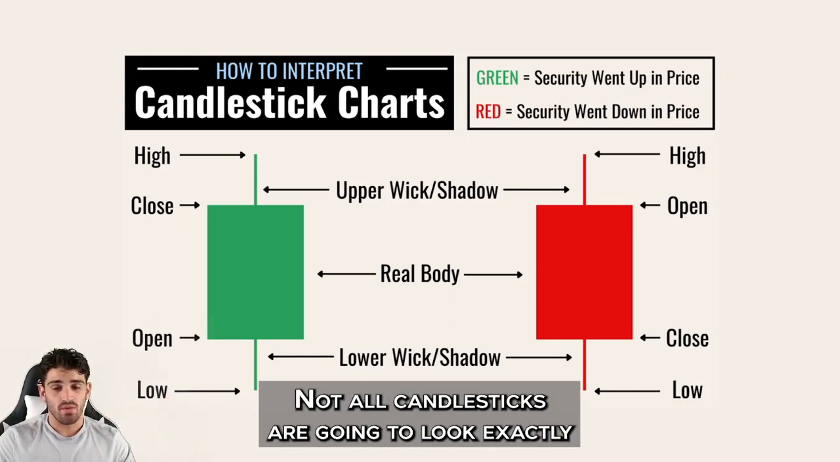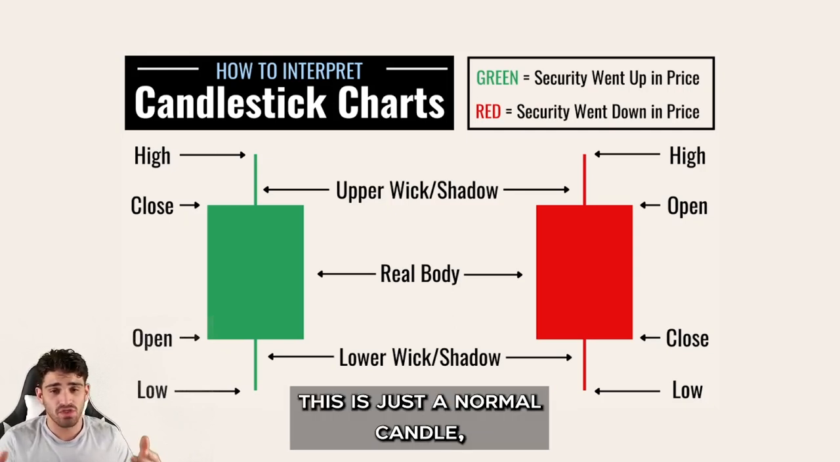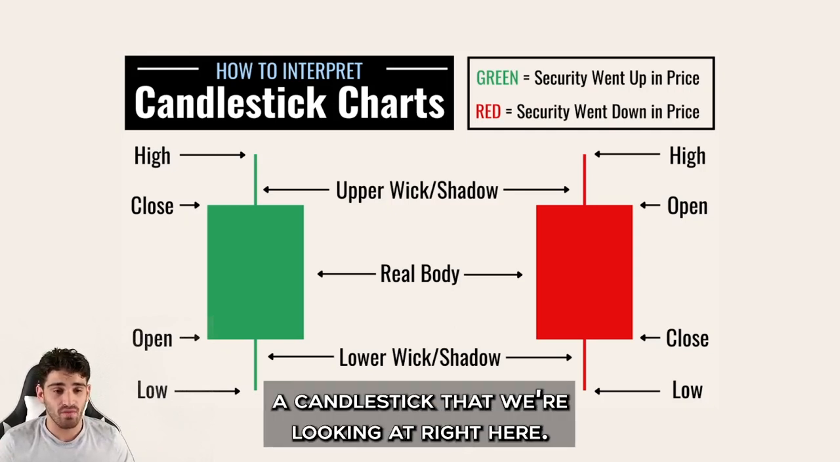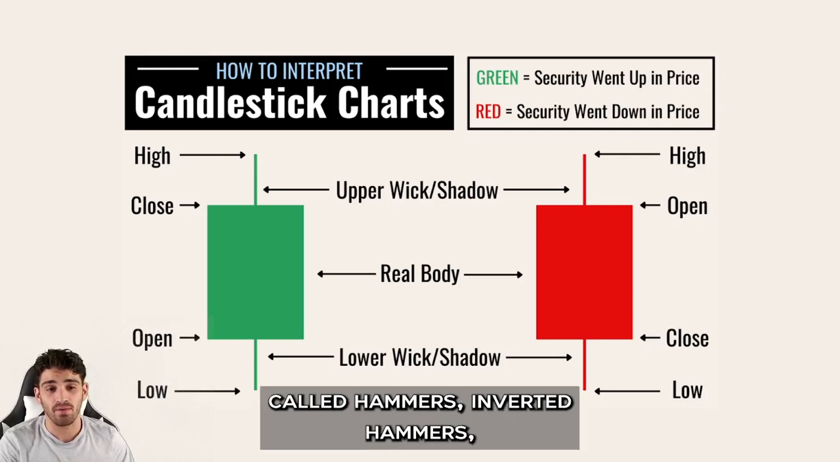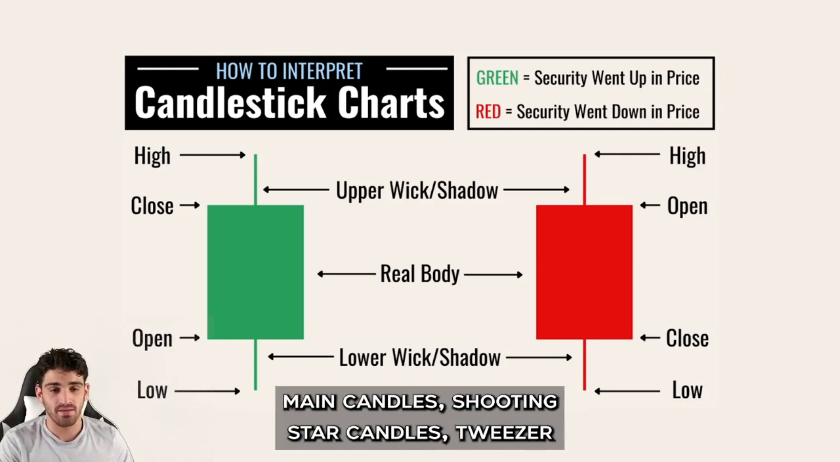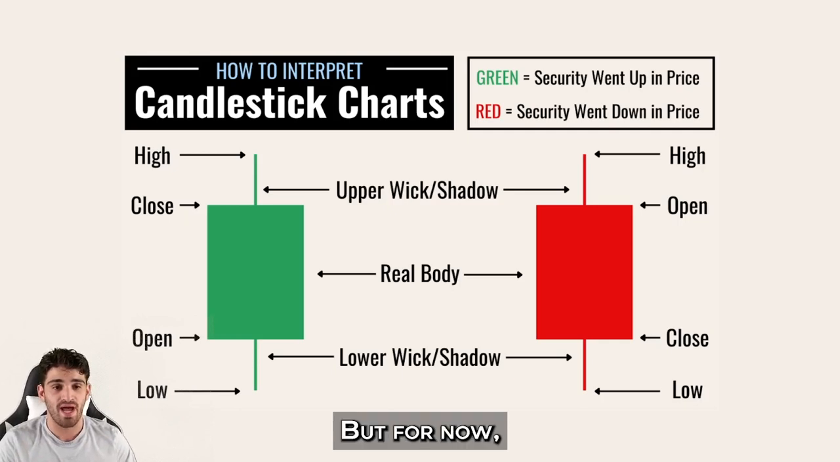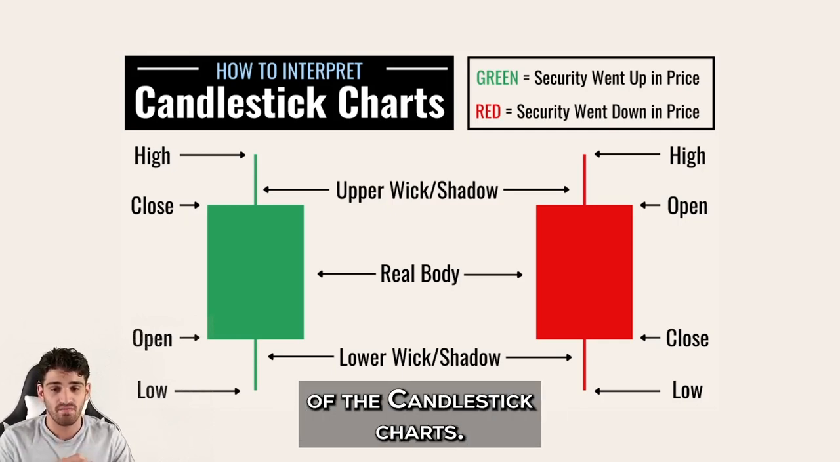Not all candlesticks are going to look exactly like this. There's going to be a lot of different types of candlestick patterns. For example, this is just a normal candle that we're looking at right here. There are different types of candlesticks called hammers, inverted hammers, bullish engulfing candles, hanging man candles, shooting star candles, tweezer tops, tweezer bottoms. We're going to get into all of that as this series progresses. But for now, today was just to talk about the basics of the candlestick charts.